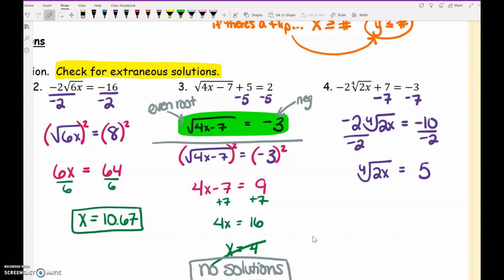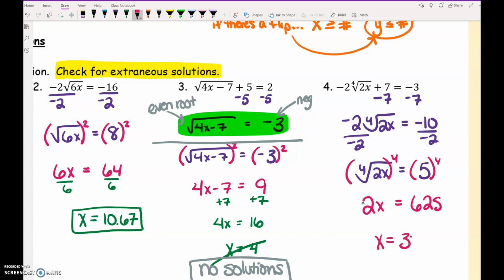Even root, but it equals a positive number, so we are okay. How do we undo a fourth root? Raise it to the fourth. I wanted that to be pink. Make it pink. So 2x equals 625. Divide both sides by 2. And our answer is 312.5.